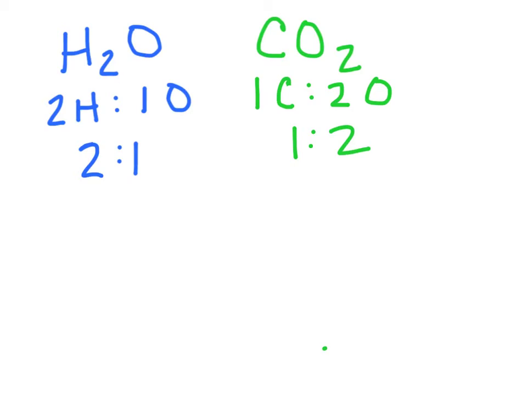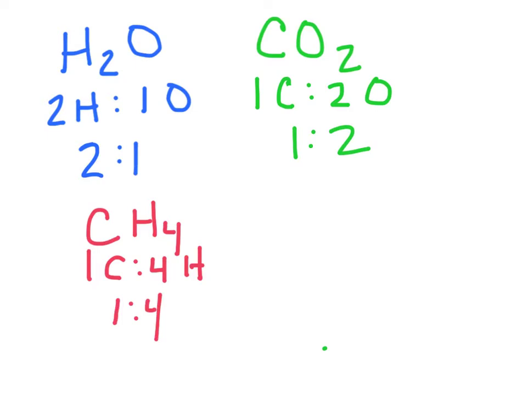For instance, CH4, which is methane. For every 1 carbon, there are 4 hydrogens, so it's a 1-to-4 ratio. In doing this, we can say for every mole of water, there are 2 moles of hydrogen and 1 mole of oxygen. For every 1 mole of CO2, there is 1 mole of carbon and 2 moles of oxygen. For every 1 mole of CH4, there is 1 mole of carbon and 4 moles of hydrogen.